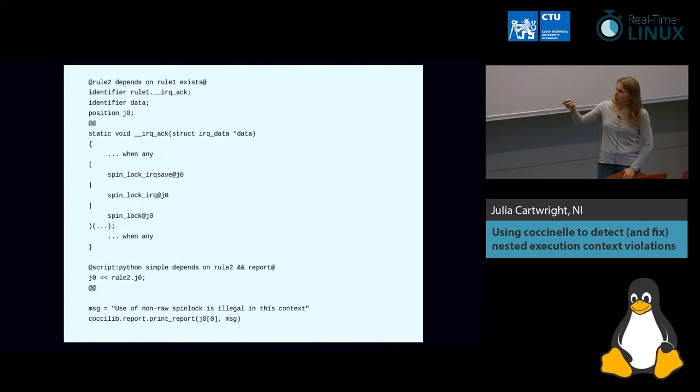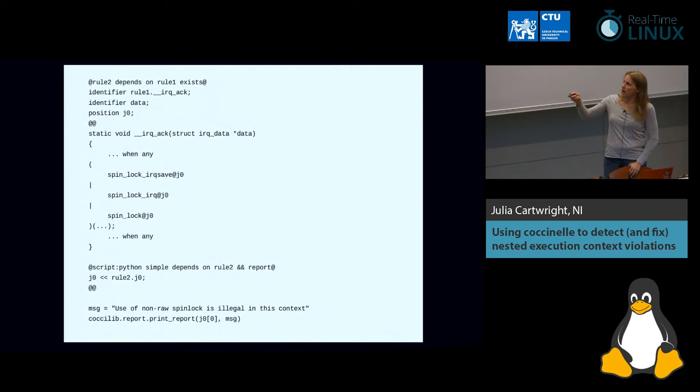So from here, this is my rule two. It says rule two depends on rule one. If you use the identifier rule one.irq_ack, this is the metavariable that was bound by rule one. So effectively it makes that irq_ack metavariable available in my subsequent matches. From here, the IRQ ACK function I know is going to be bound to, for example, MSM GPIO IRQ ACK.